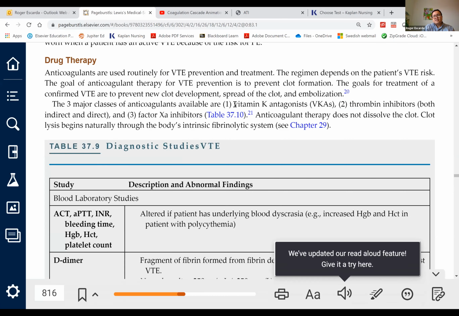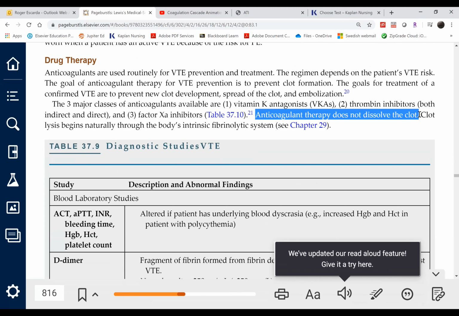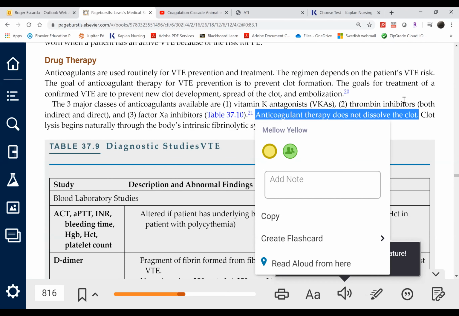But the common ones you see are heparin, right? We either use unfractionated heparin or low molecular weight heparin. Please take note: what do anticoagulants do? Thank you for reading, Robert. I'll read it, Professor, if he's not there. Okay, go ahead.